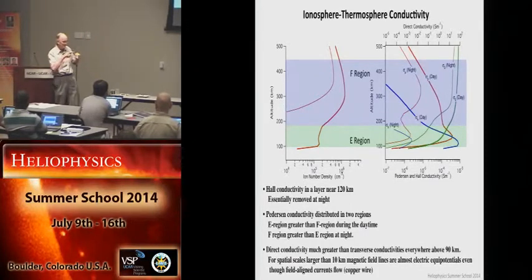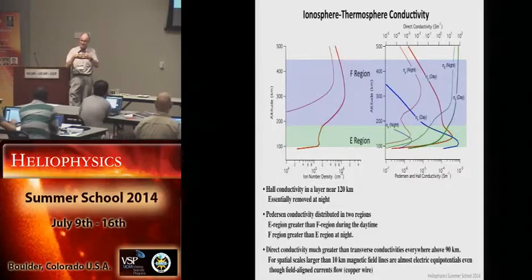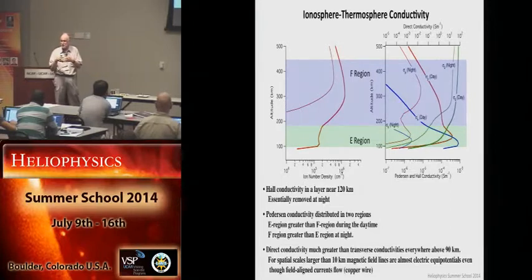The F layer, in the F region, the F1 layer is also in photochemical equilibrium, so that layer also goes away when the sun goes down. And so any conductivity associated with charged particles in the E region and the F1 region is rapidly reduced at night.